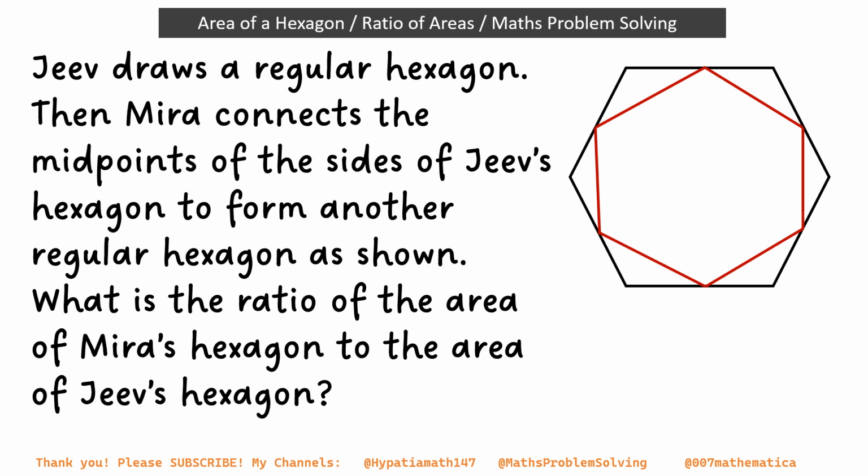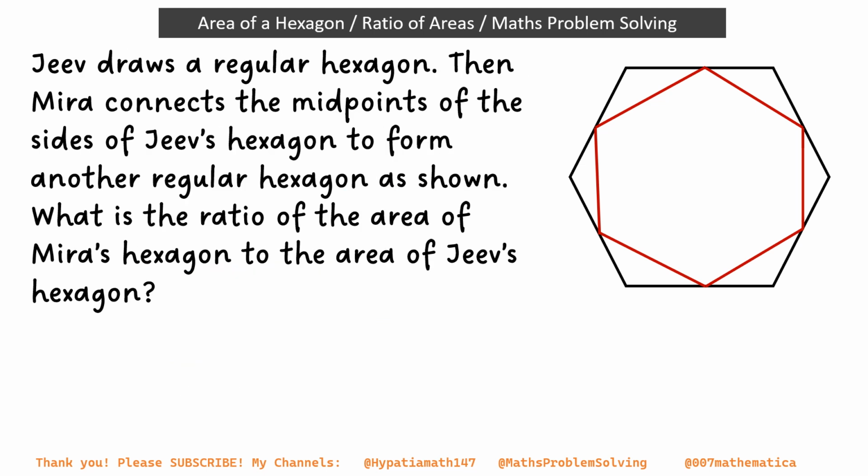Jeev draws a regular hexagon, then Mira connects the midpoints of the sides of Jeev's hexagon to form another regular hexagon as shown. What is the ratio of the area of Mira's hexagon to the area of Jeev's hexagon?